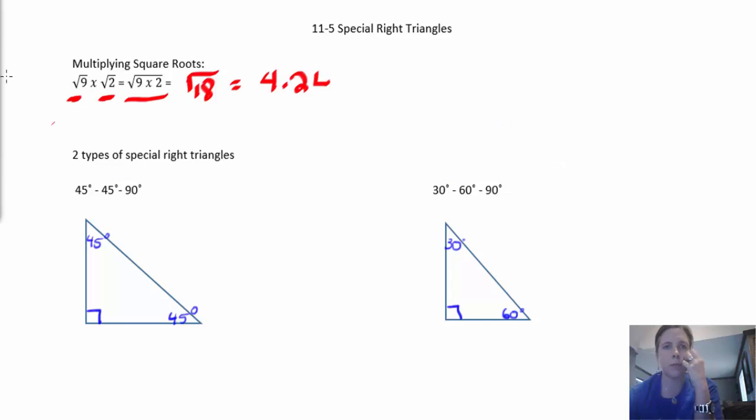Okay, 4.24. Okay, so whenever you have anything that's the square root times the square root, you multiply the inside. All right, that'll come in handy later.